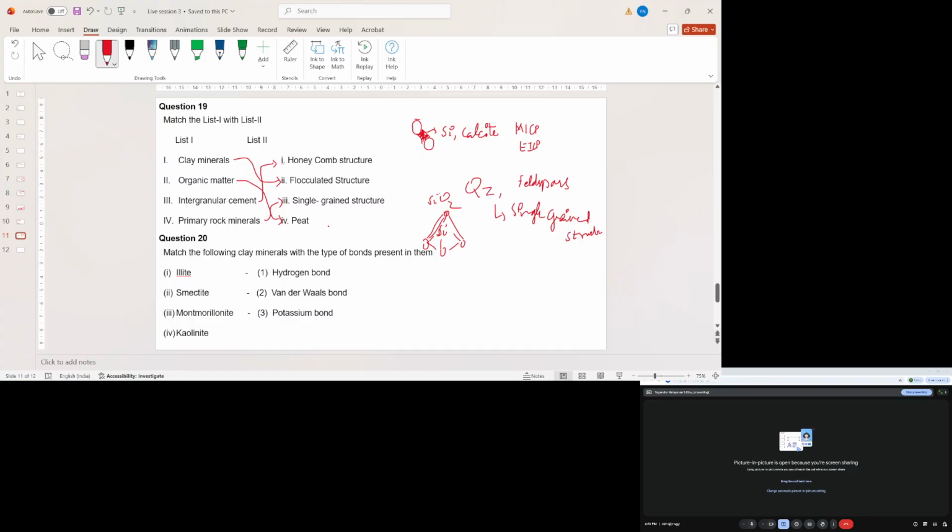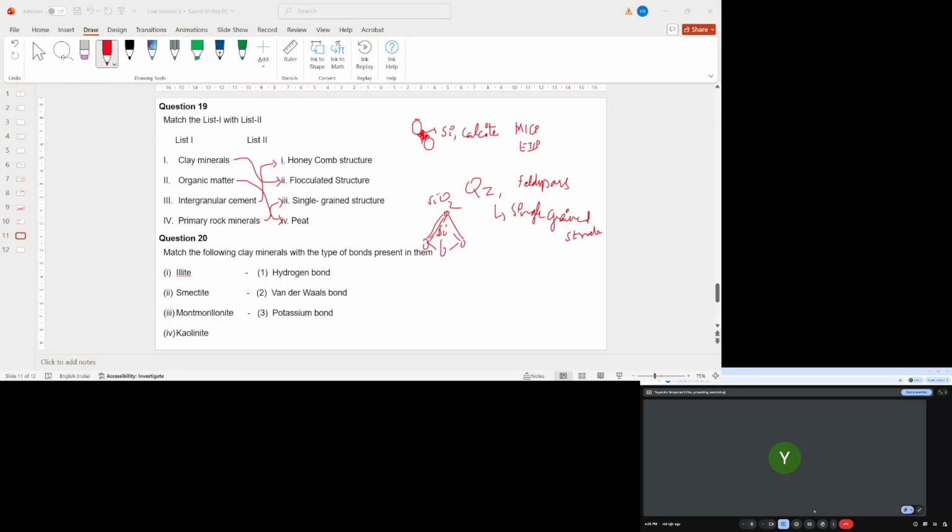So coming back to this question, match the following clay minerals with the type of bonds present in them: illite, smectite, montmorillonite, kaolinite. Now we have to understand before this, what is the structure of these clays.